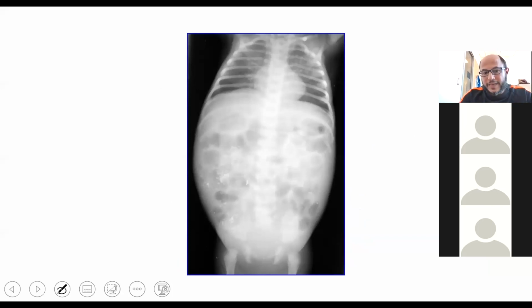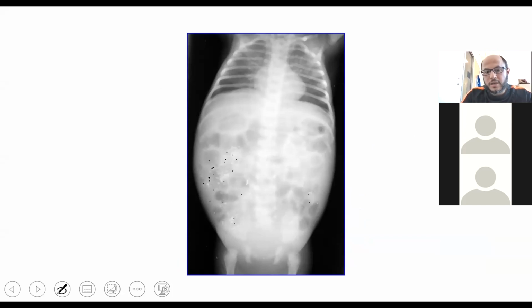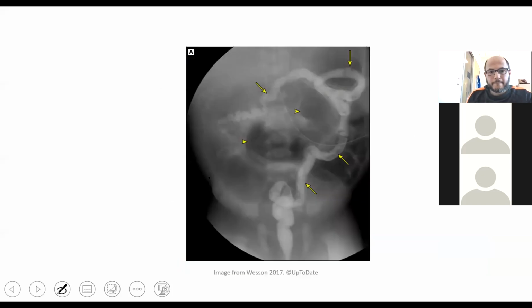That's the picture of intrauterine calcification or intra-abdominal calcification. You can see all these whites. That's a baby with meconium peritonitis, non-specific abdominal distension, and calcification. It's very clear. Again, we give a contrast to this baby.